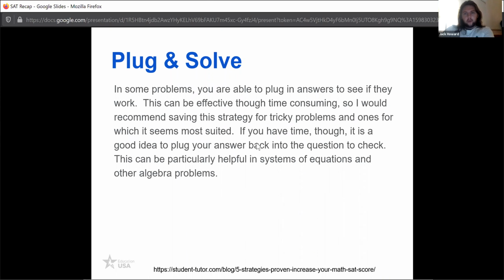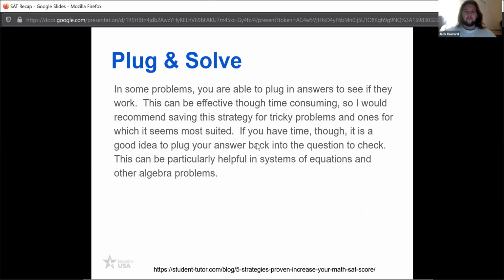Plug and solve. This is where you just plug in the answers. It works with some things like systems of equations. It's not always the best solution. Sometimes it can take a while, but it's a pretty sure thing. And if you're having trouble with something, it's a good idea. It's also a good way to check something.